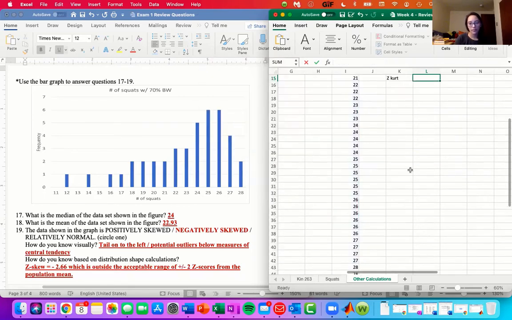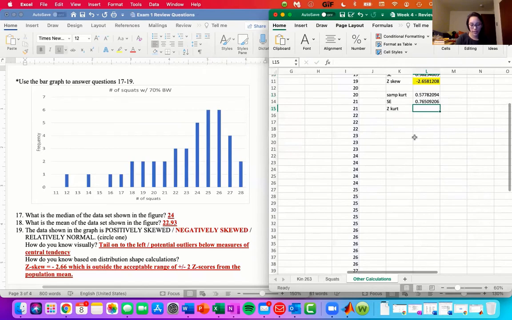Yes. Okay, and then we could say sample kurtosis divided by standard error. So in this case, we do not have kurtosis. Okay, remember I did say though, because there are several smaller frequencies on this little outskirted edge, that it would probably be positive if anything.